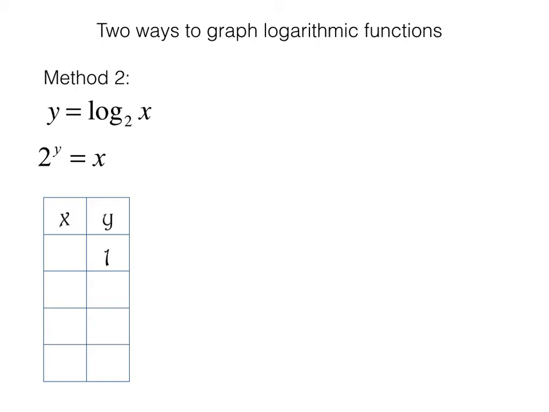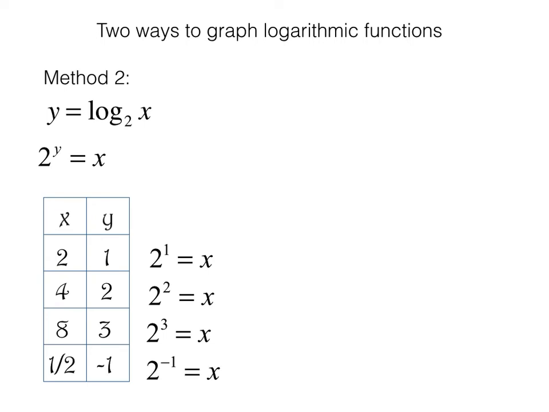For example, I can pick 1, so 2 to the first power is x, and x in this case would be 2. So I'm still graphing the x and y value, the point (2, 1). Another point I can pick is 2, so 2 squared is x, x is 4. 3, 2 to the third power is 8, and so on. I don't have to stick to whole numbers or positive numbers. I can put in a negative number like negative 1, and it comes out to be 1/2.